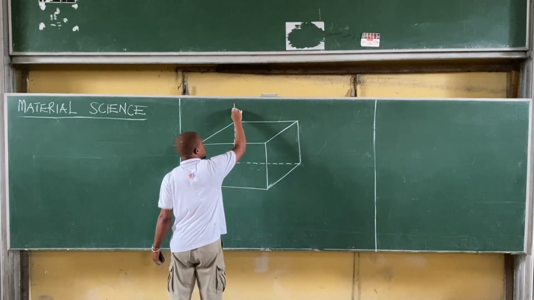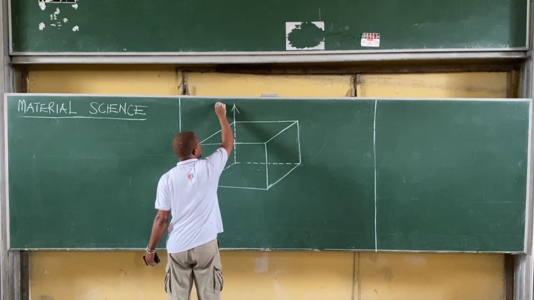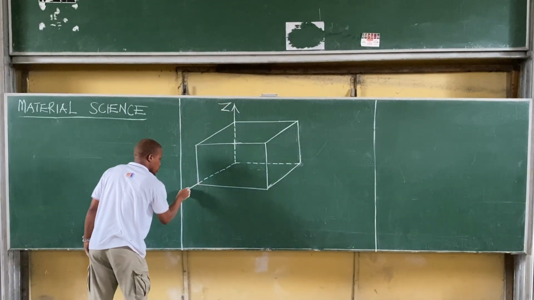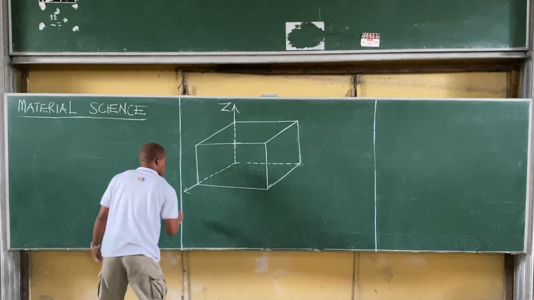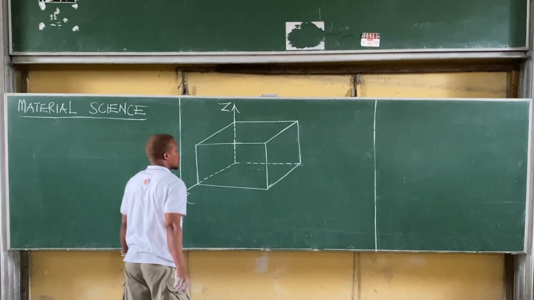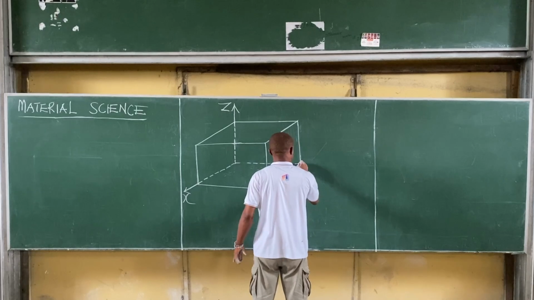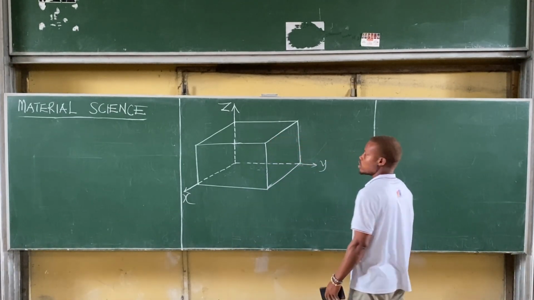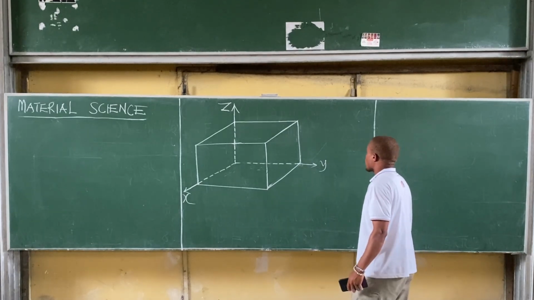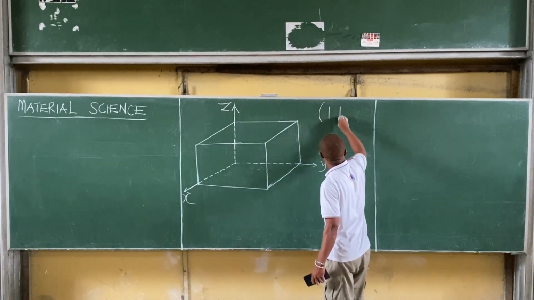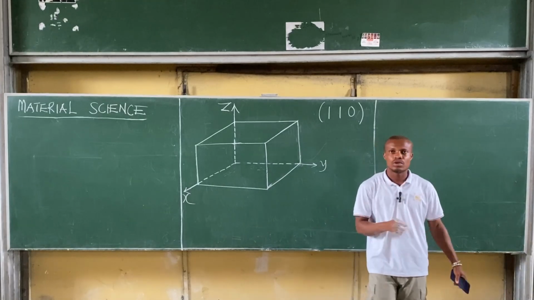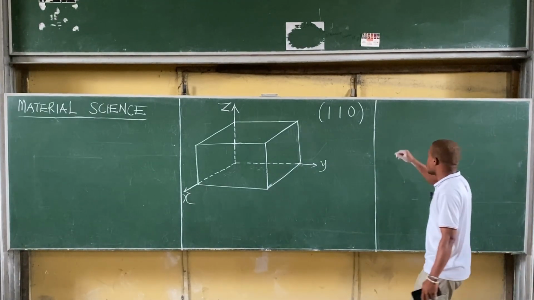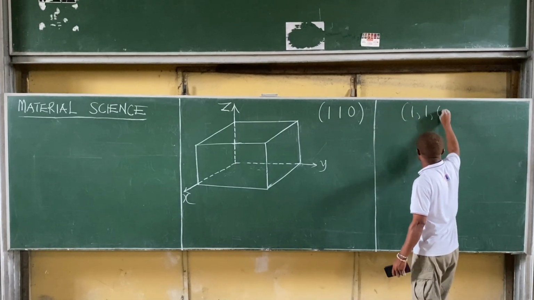So let's call these parts our Z axis, and these other parts our X axis. And finally, this is our Y axis. Now, our Miller indices given was what? 110. You don't write your Miller indices as 1, 1, 0. So don't do it like this. This is very wrong.